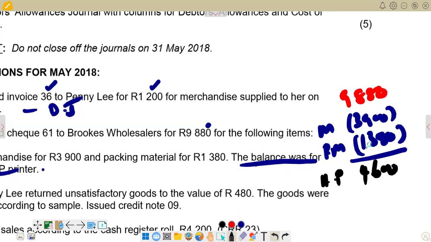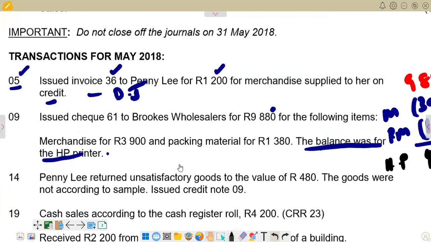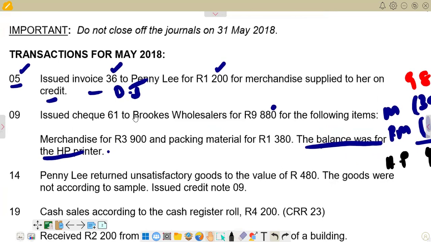So we are just going to allocate them as such in the cash payments journal. Remember, this transaction is reading issued check 61 to Books for Sellers. So when you're issuing a check, it means we are making a payment. So this transaction, we are going to post it in the cash payments journal, because we've got a payment that is being made in the form of a check. So the details of this transaction: the date is 9 May, and we have the document number, which is check 61.